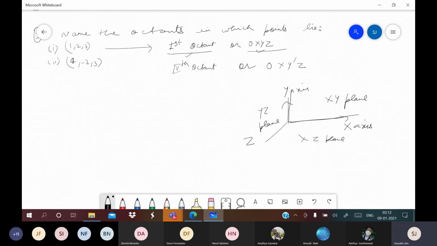Then again, the second part: the coordinates of the points in xy plane are of the form. This we have already discussed. Coordinates of the point in the xy plane are of the form x, y, 0, because the z coordinate will be 0. And the third part was: coordinate planes divide the space into dash octants. So 8 octants. Such an easy chapter and very simple exercises.